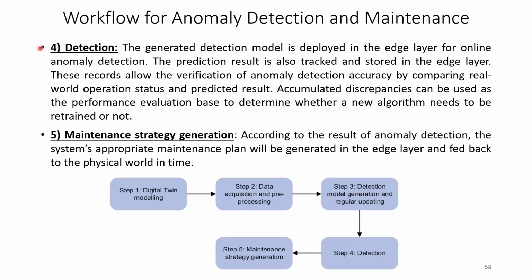Okay, so this is the fourth step about detection. In this step, the detection model which is generated in the cloud layer is now deployed on the edge layer, and this enables real-time anomaly detection close to the physical system, and the predictions are continuously monitored and logged by the edge.